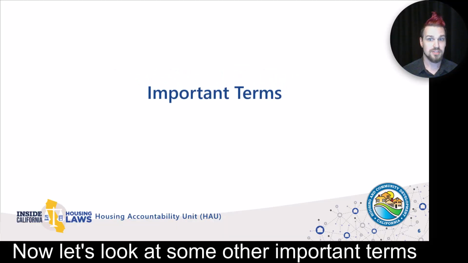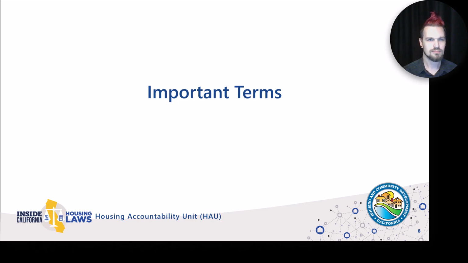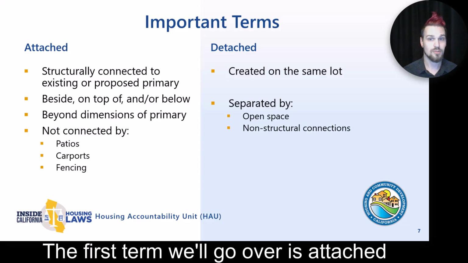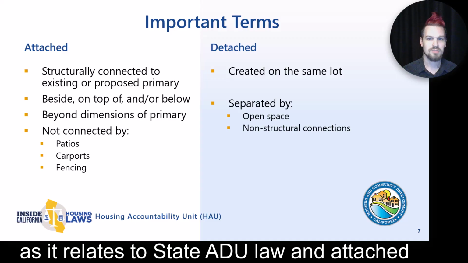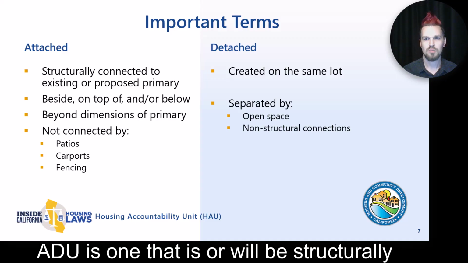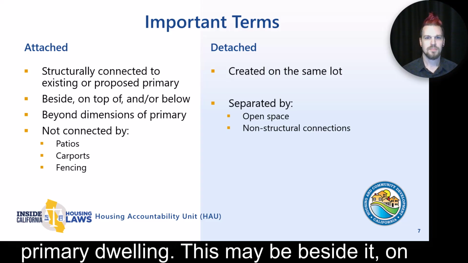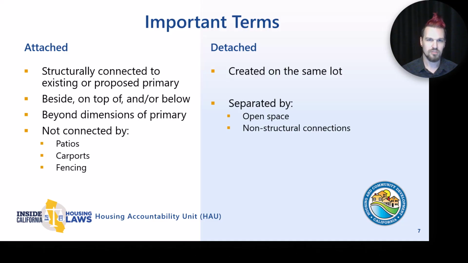Now, let's look at some other important terms that you'll see throughout state ADU law. The first term we'll go over is attached. As it relates to state ADU law, an attached ADU is one that is or will be structurally connected to the existing or proposed primary dwelling. This may be beside it, on top of it, or even below it, but it must be a direct connection.